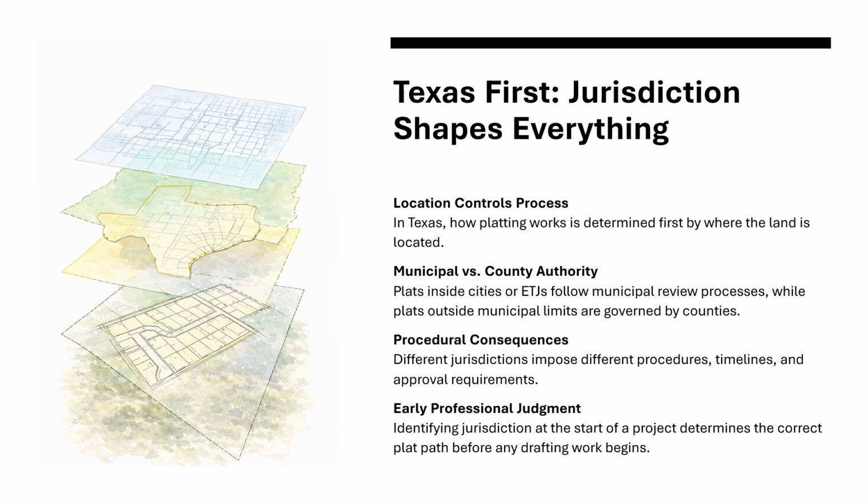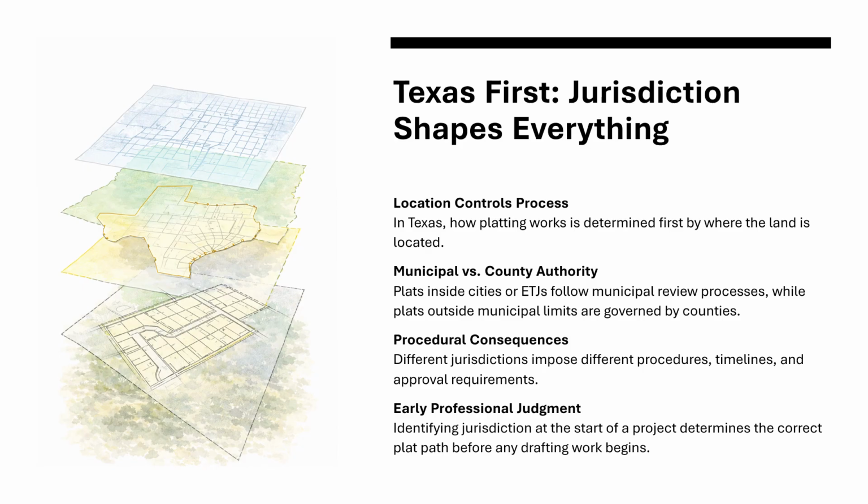They are enforced by local authorities, and those authorities change depending on whether the property is inside a municipality or outside of one. When land lies within a city, or in some cases within a city's extraterritorial jurisdiction, platting is governed by municipal processes. Planning commissions, city staff, and adopted subdivision ordinances shape how plats are reviewed, approved, and recorded. When land lies outside of municipal limits, the county becomes the regulating authority, and a different approval structure applies.